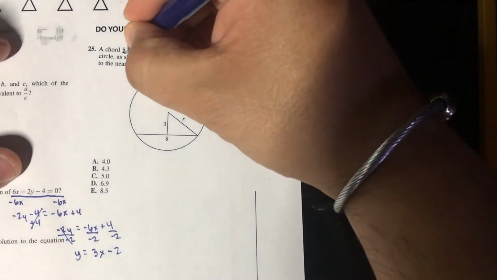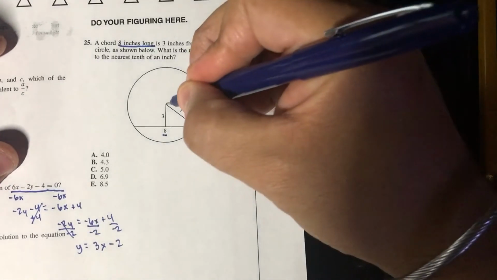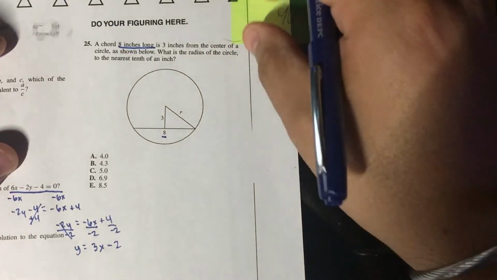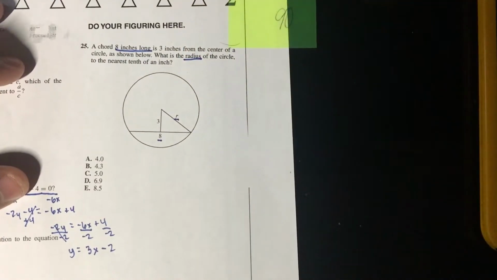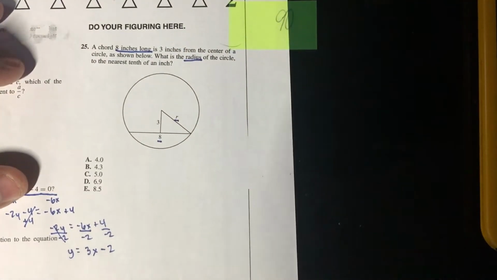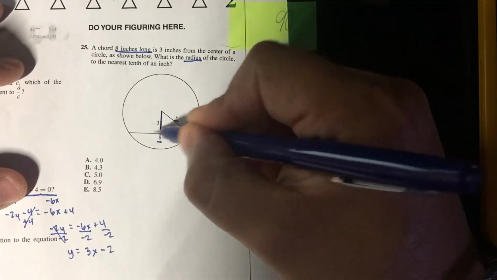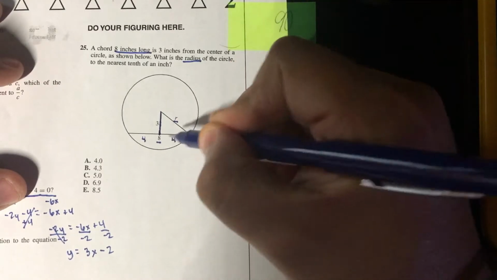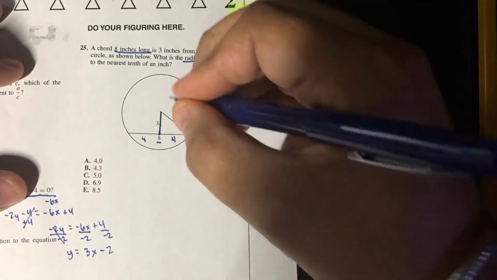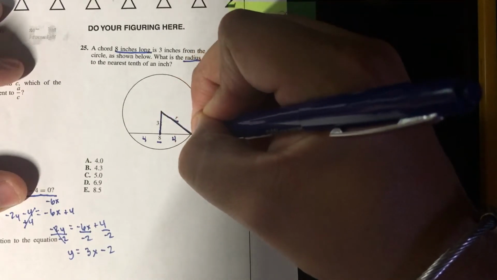Okay, and the last one here: a chord is 8 inches long. They tell us this right here. It is 3 inches from the center of a circle, so this little piece right here is 3. What is the radius? That's what I'm looking for. So we're going to assume a couple things. One, we're going to say that this piece of the line bisects this. That means that on this side I have 4, and on this side I have 4. So 4 and 4 together equals 8, which means this triangle right here is 3, 4, and I'm looking for this little piece right here.